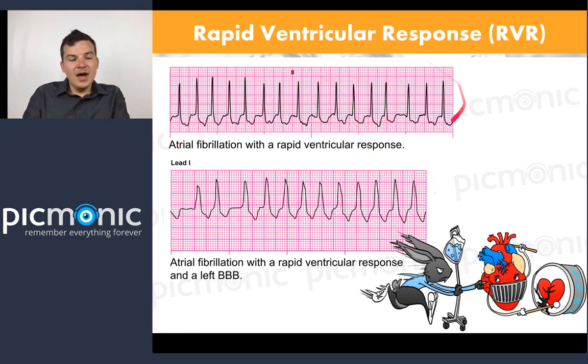I hear it all the time. Atrial fibrillation with RVR. You've probably heard that. I remember when I heard that the first time, I didn't know what the heck that was. It means it's a rapid ventricular response.